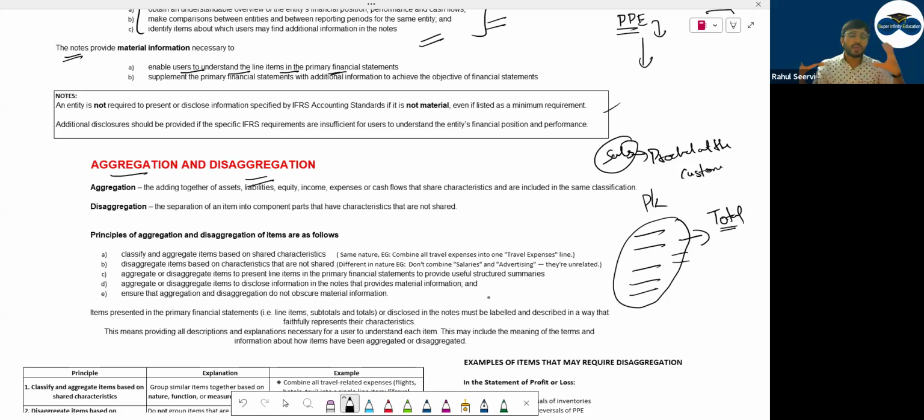Why did you aggregate these? You have aggregated all 5 because they have the same characteristics. They are the same thing. It's not different. Got it?